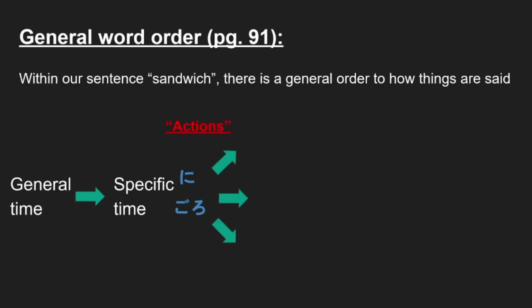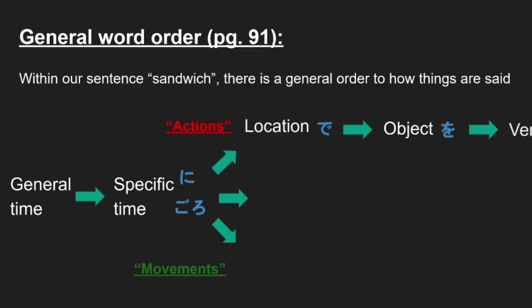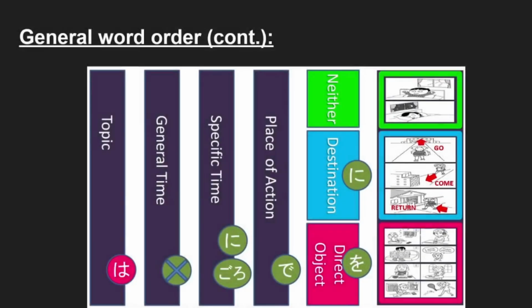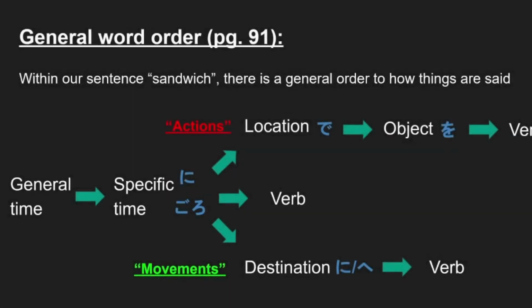For action verbs like taberu, we have general time followed by specific time, then location de followed by the object, and then the verb. For movement verbs, it'd be our destination, ni or e, and then our verb. I put in a third category because I didn't know what to consider the pseudo verbs and such. This is a way to break it down. Does this make enough sense?